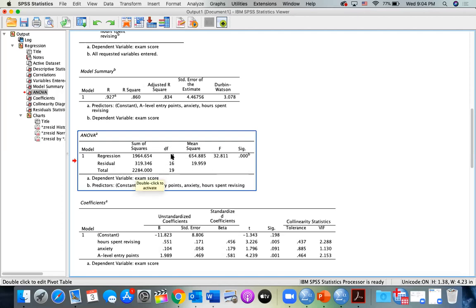And the first degree of freedom is 3, and the second degree of freedom is 16, and the F value is 32.81. We can clearly see that the significance level is less than, let's assume that our alpha level is 0.05. So this is far below 0.05, and therefore it's significant.